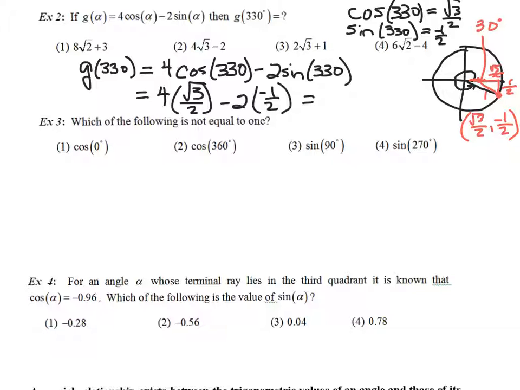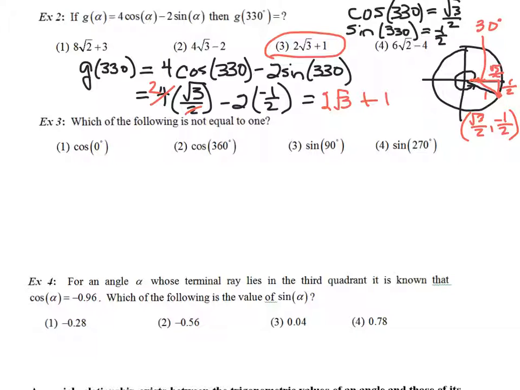Now when we evaluate that, I can see that the 4 and the 2 can be divided, so that gives me 2 radical 3. And then negative 2 times negative 1/2 is positive 1. So I'm looking for choice number 3, 2 radical 3 plus 1.